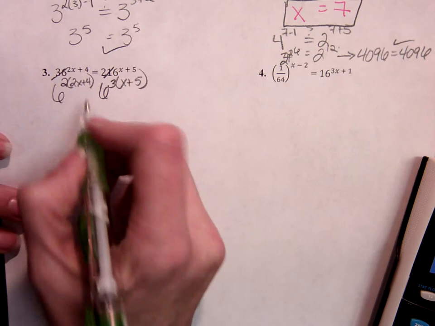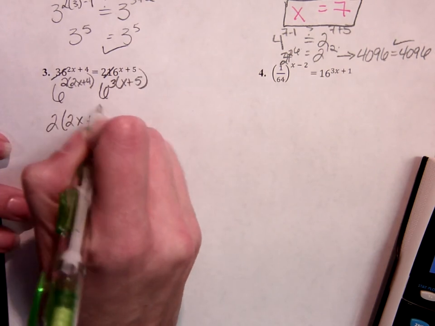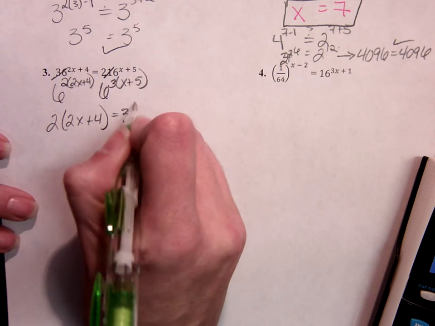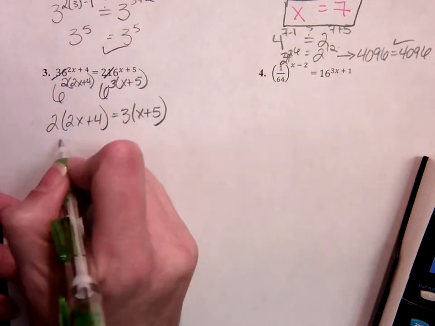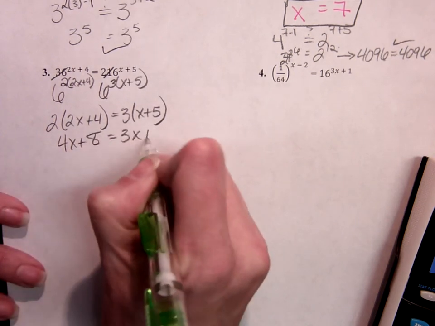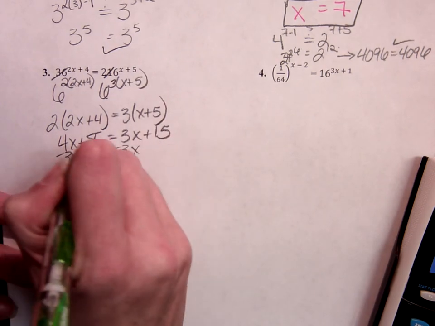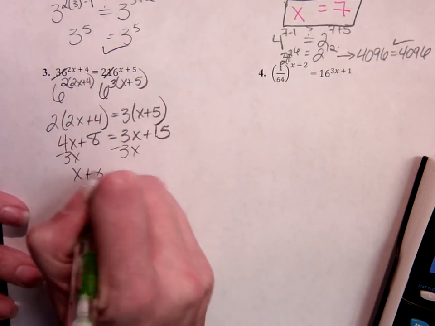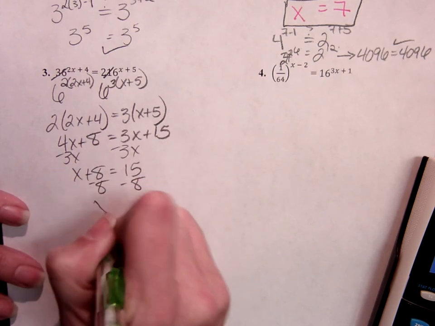And we work just like we did before. 2 times 2x plus 4 equals 3 times x plus 5. 4x plus 8 equals 3x plus 15. Minus 3x. x plus 8 equals 15, minus 8. x equals 7.